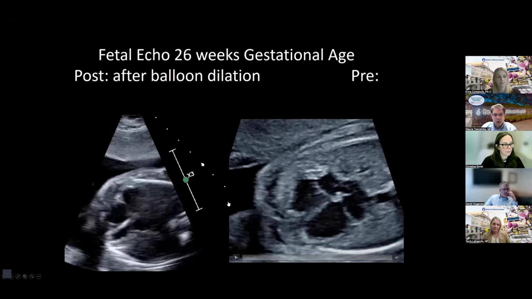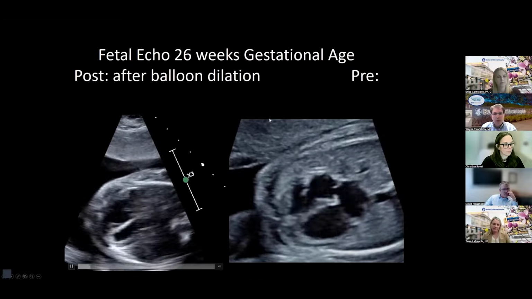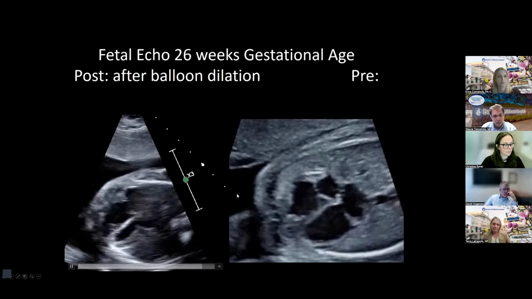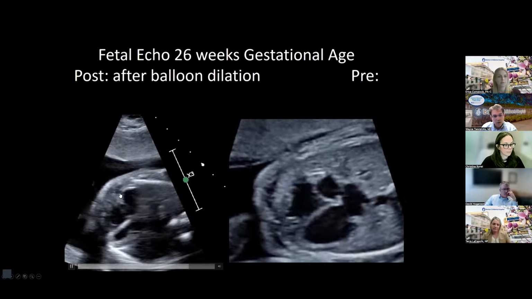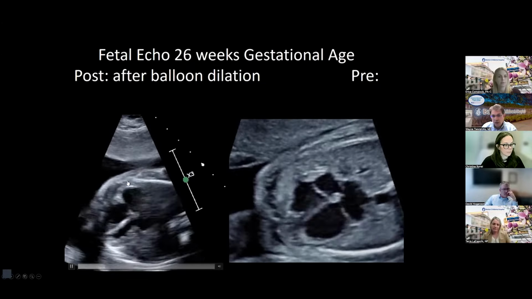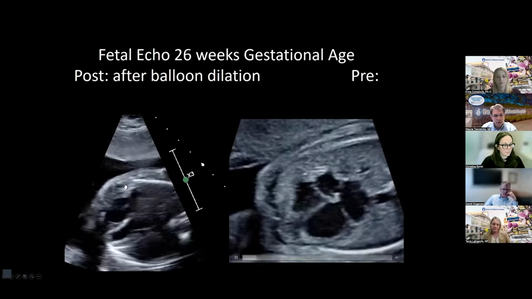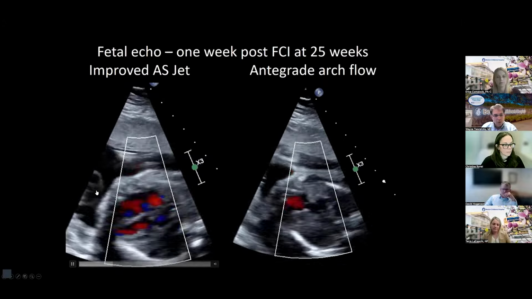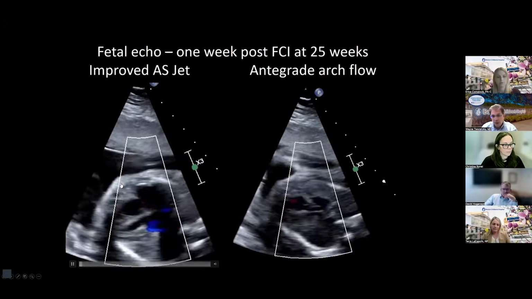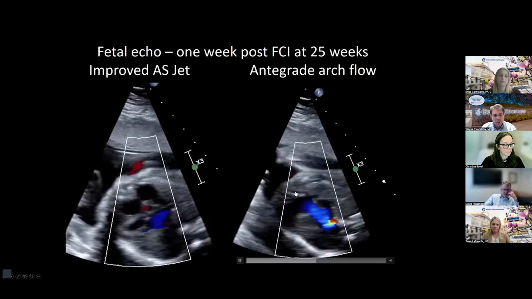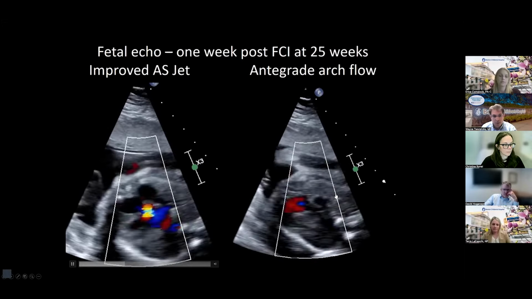And you can see now how a week later, the ventricle has improved its function. It's no longer very enlarged, and you can see what it looked like before the procedure here. And then what we see now is a nice broad jet of flow across the valve, and the flow is now again going forward around the aortic arch. So this is a good outcome from this procedure.